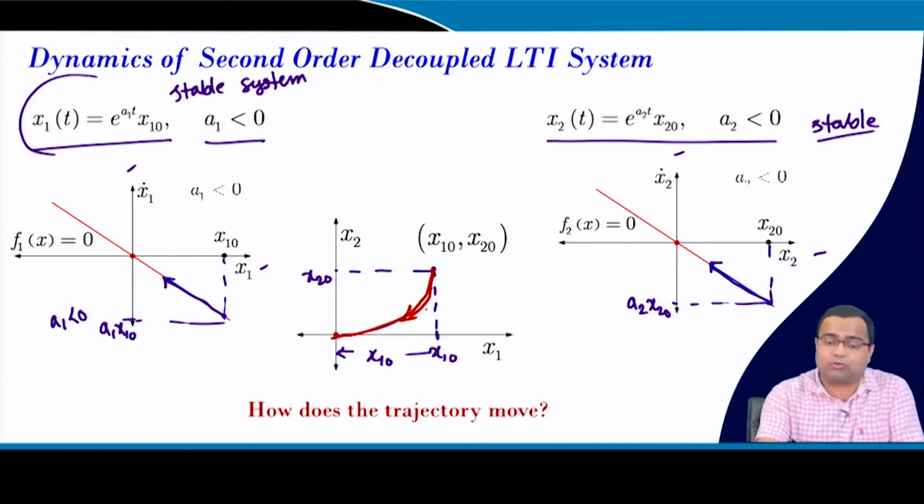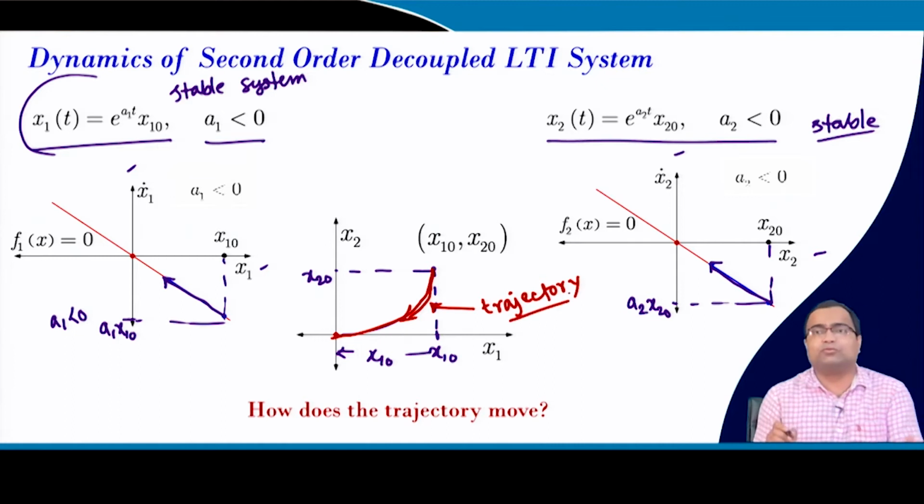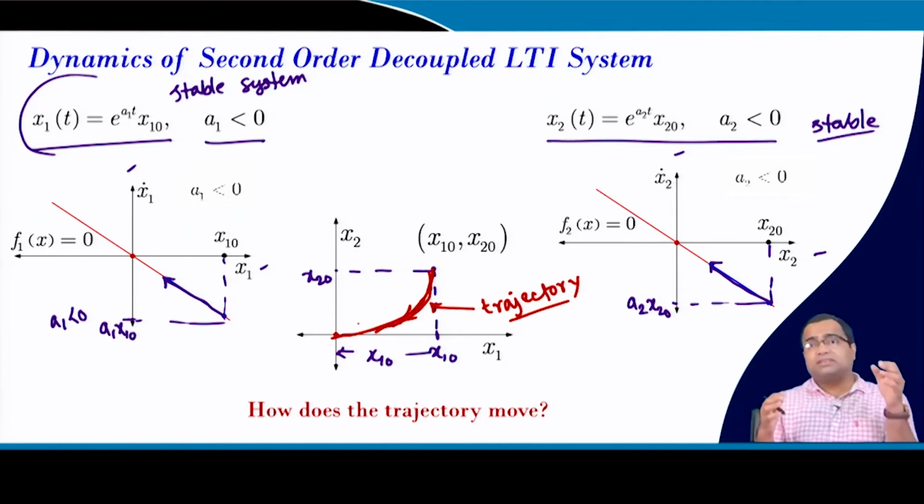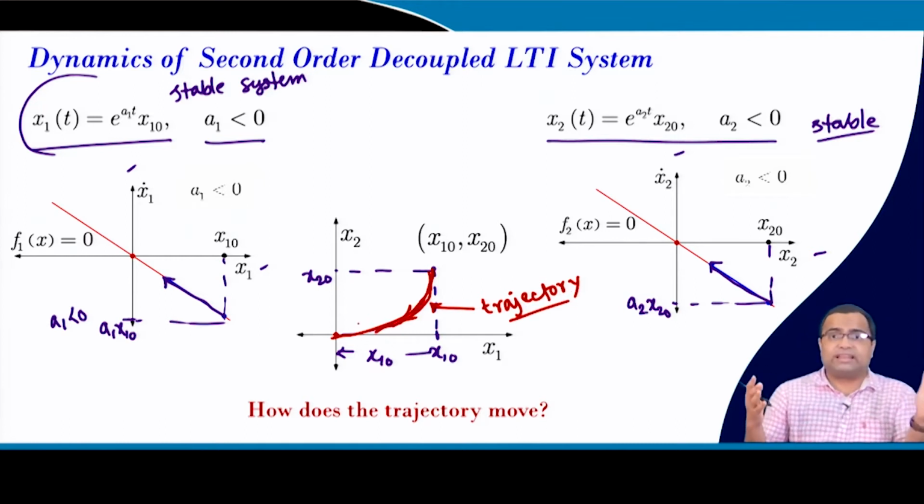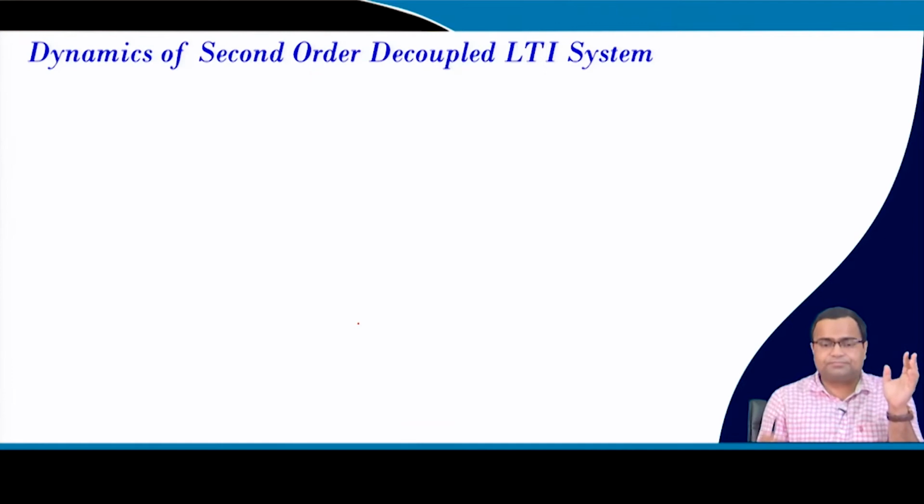But the question is, how does the path look like? And that path we call a trajectory. That means, if you start with the initial condition, then for given values of A1 and A2, you will get a unique path along which it will move towards the origin, since A1 and A2 are negative because the system is stable. And we are interested to draw this vector field, how to draw it.